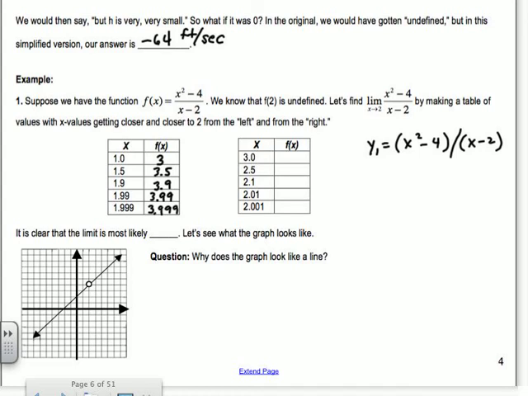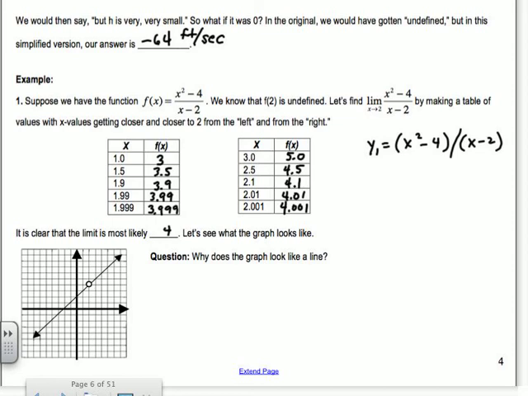Okay, now do 3, 2.5, 2.1, 2.01, 2.001. When you do those, you get 5.0, 4.5, 4.1, 4.01, 4.001. Okay. It's clear that the limit is most likely 4. That's right, Tarek's right. Yes.